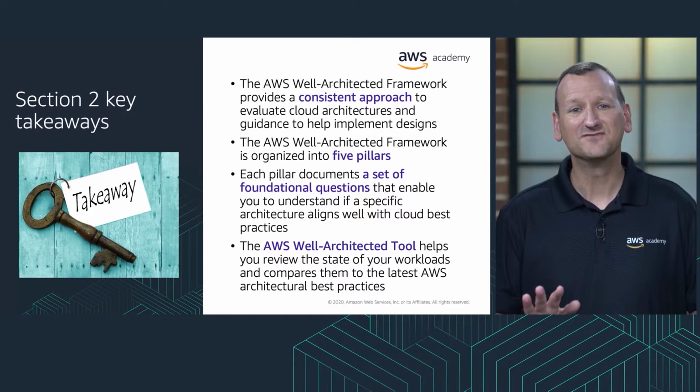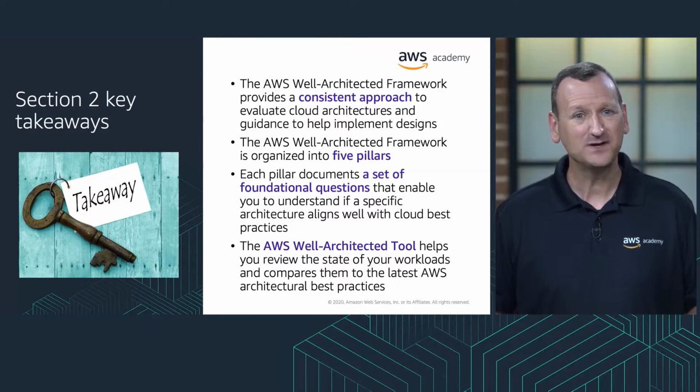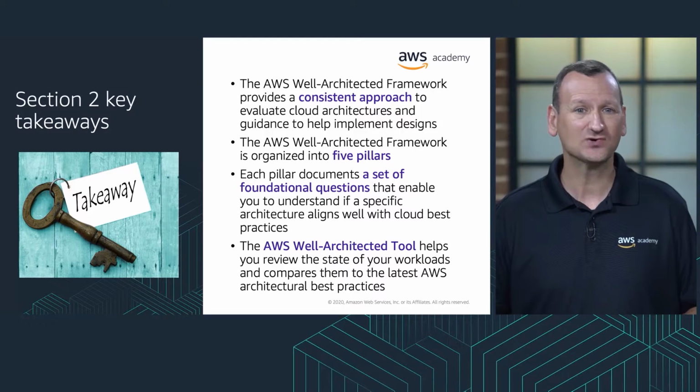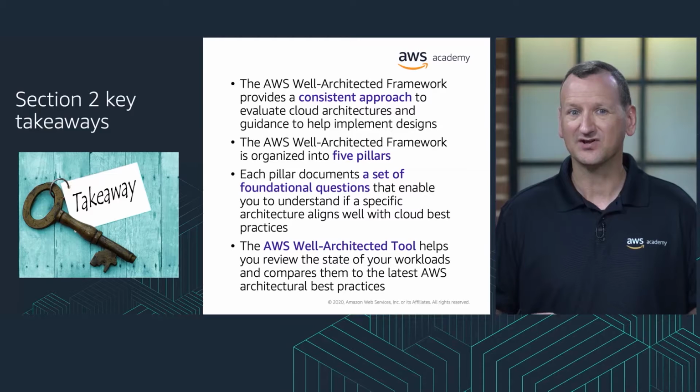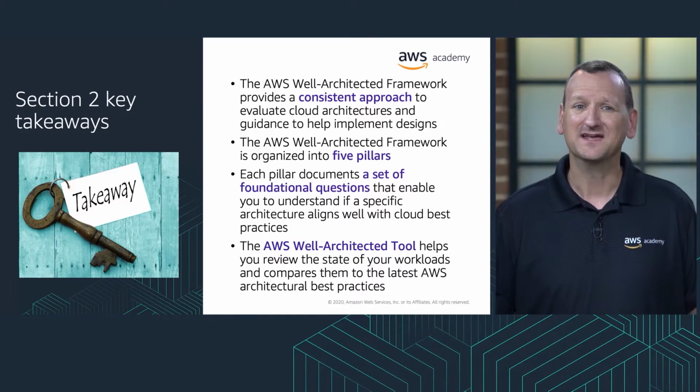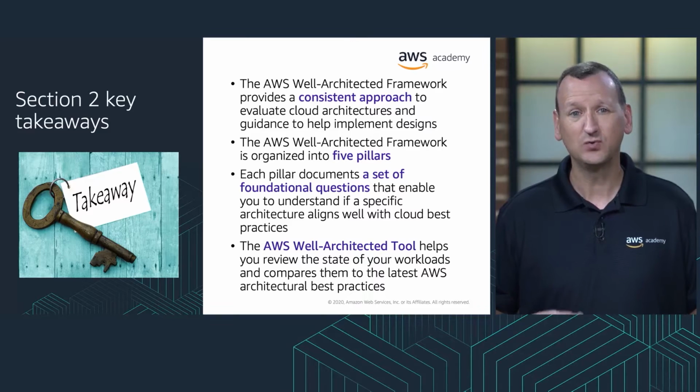It is organized into 5 pillars, and each pillar documents a set of foundational questions that enable you to understand if a specific architecture aligns well with cloud best practices. Finally, the AWS Well-Architected Tool helps you review the state of your workloads and compares them to the latest AWS architectural best practices.